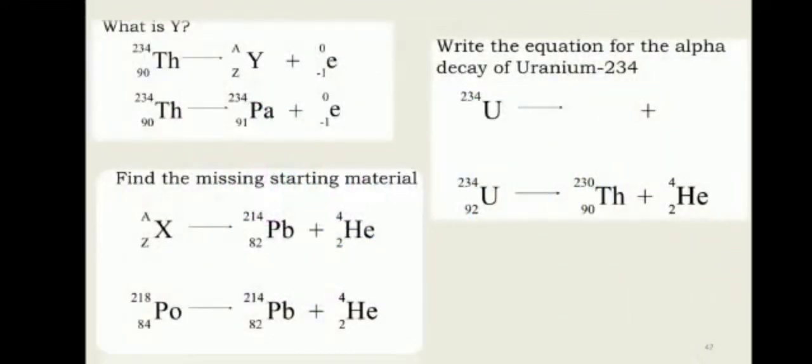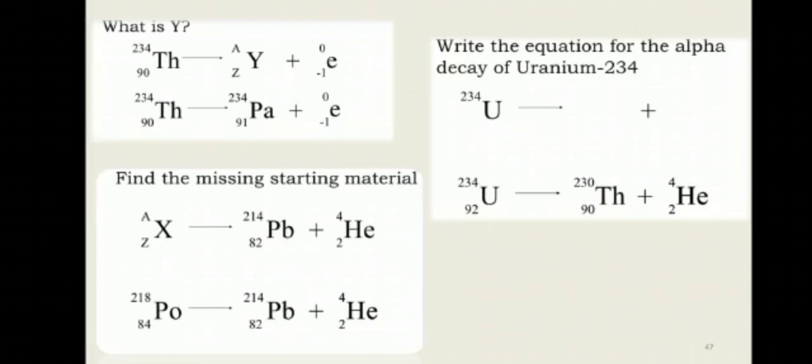Now let us look at some examples. The first example: you have to find Y, and it is shown that thorium is undergoing a beta decay. As we all know, in the case of a beta minus decay, the atomic number of the daughter will be greater by 1 unit compared to the parent atom. Therefore, you have to add 1 to the atomic number of thorium, that is 90 plus 1, 91, and we get protactinium.